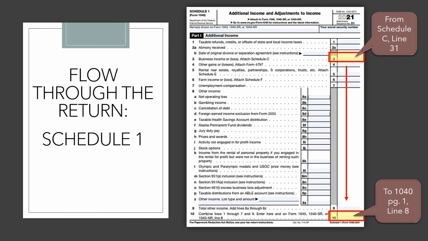Here you can see how the information flowed, that net profit or loss flows on to Schedule 1, which is our schedule for additional income and adjustments to income. Comes on to line 3, and then it gets tallied up with any other additional income items that the taxpayer may have, and that total gets put on to line 10, and then that is going to transfer over to the front face of the page of the 1040 form. So that's page 1 and line 8.